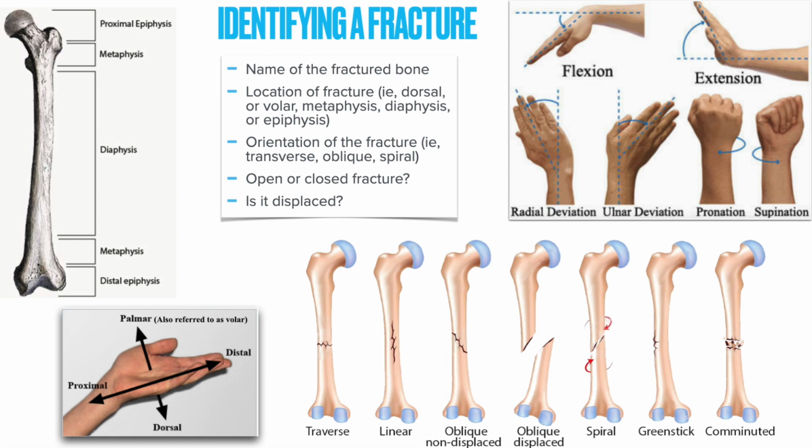But in the text box here, it shows that different features help to classify a fracture. So for example, identifying the bone or bones that are involved, the location of the fracture on the bone that is affected, the orientation of the fracture itself, whether it is an open or closed fracture, and then whether or not the bone is displaced, also known as out of alignment.